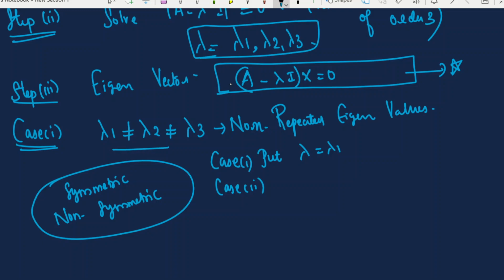If your eigenvalues are non-repeated, whether your matrix is symmetric or non-symmetric is not a problem. Case 1: put lambda equals lambda 1 in star. Case 2: put lambda equals lambda 2 in star. Case 3: put lambda equals lambda 3 in star. We will get different eigenvectors, and they are linearly independent. Suppose case 2.